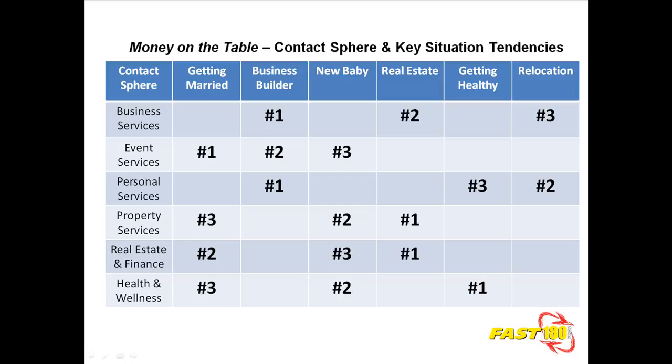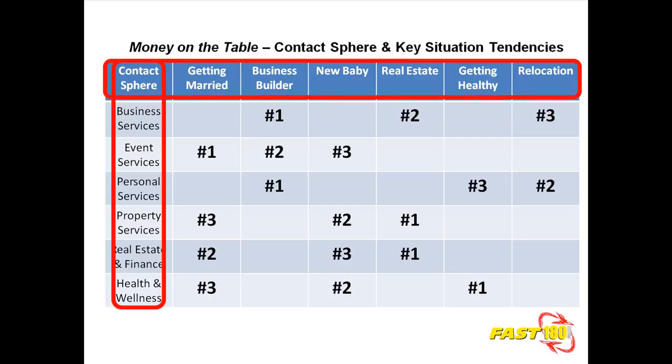Now we get into the second pattern, which is the key situation tendencies for each contact sphere. This is the contact sphere and key situation tendency matrix. And so the matrix is really where the 2 patterns meet. The first pattern were the contact spheres. How are the business categories organized in the greater scheme of things as it looks across all industries and all business categories? Then the second pattern that intersects with the contact spheres are the key situations.